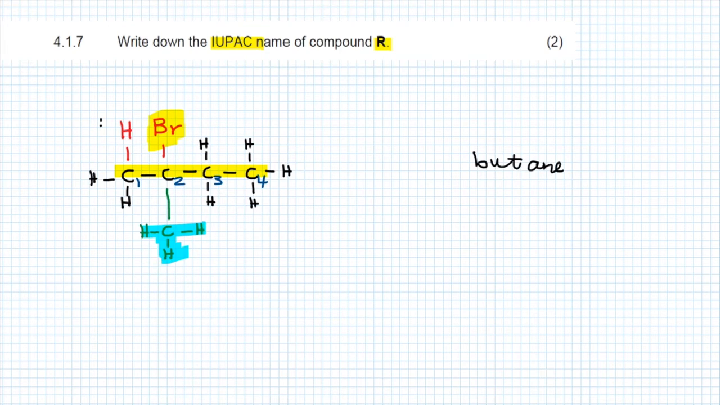Since B comes before M, we need to name the bromine first, stating where we can find it. So it will be 2-bromo. The methyl group is also on carbon number 2. We place hyphens between letters and numbers, so it is 2-bromo-2-methylbutane, and this is going to get you 2 marks.